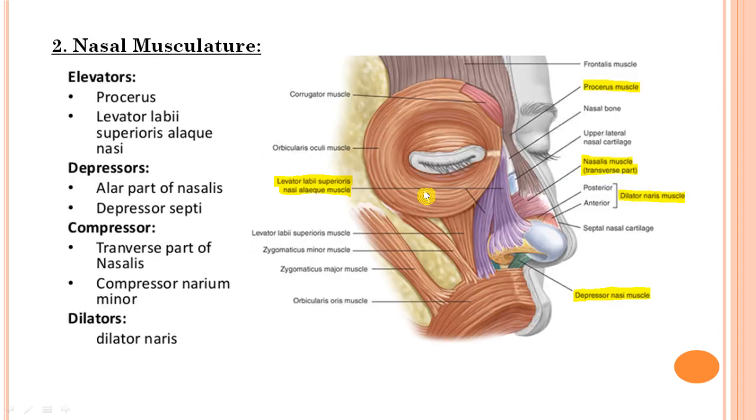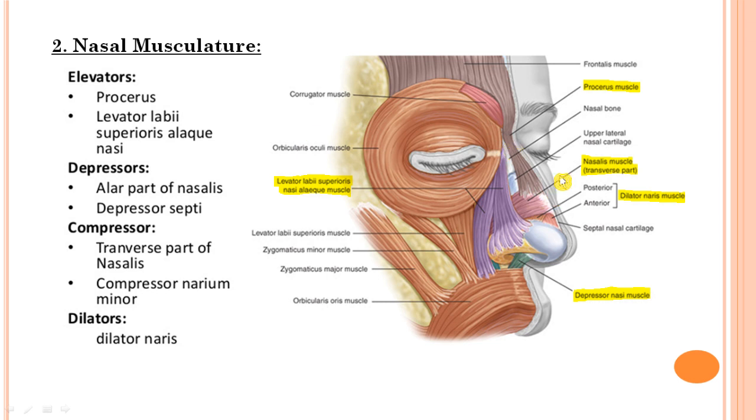Now let's move ahead. Now we will talk about the nasal musculature. So we have studied that the external nose is made up of skin, then there is musculature, and then there is the osteocartilaginous framework. So we have just done the framework. Now let's talk about the musculature. As far as the musculature is concerned, it is not high yield, and it won't help you a lot, but just remember it.